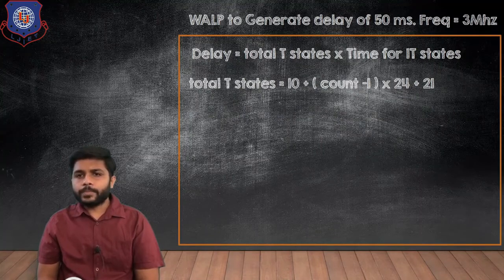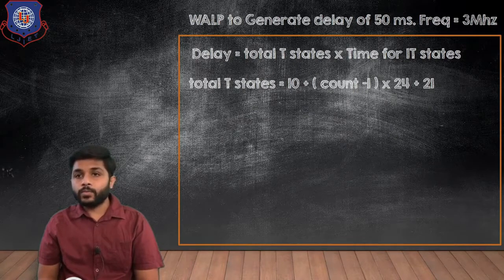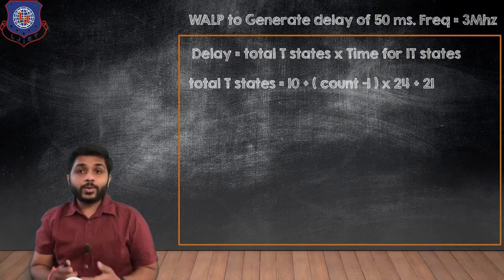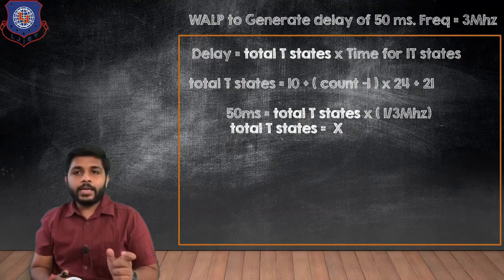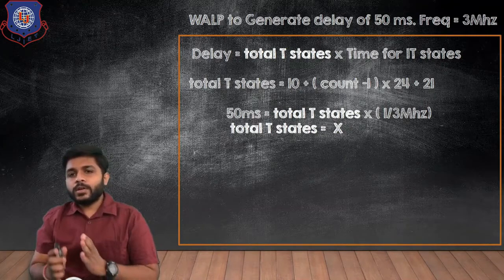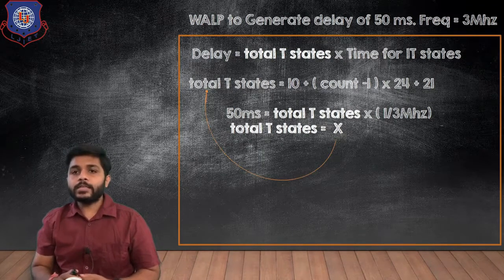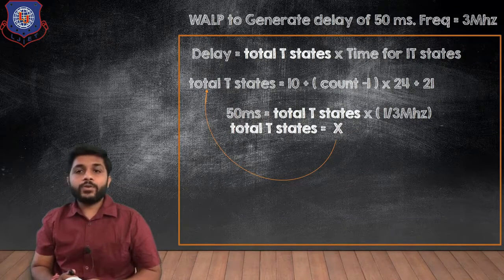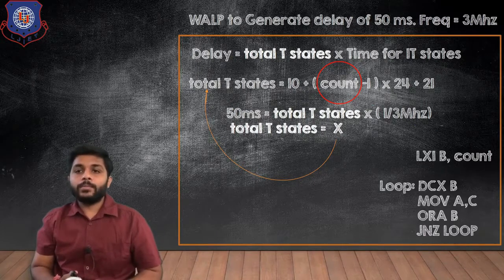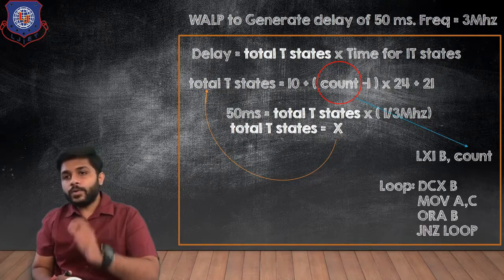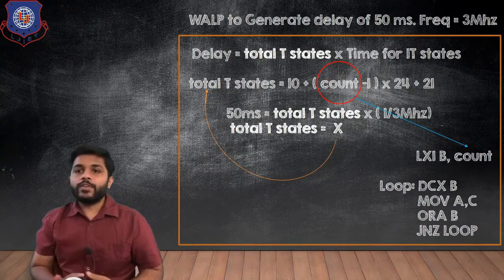Suppose we want to use the register pair. So the total number of T states will be 10 plus (count minus 1) into 24 plus 21. First we have to find the total number of T states. We know that we can find it as delay divided by the time required for 1 T state. Suppose the total number of T states that we get is x. We will put x in this equation, from where we will find the value of count, and the value of count will be put in the program. And when you put the value of count in this program, that program will be executed count times and we will get the delay of 50 milliseconds.